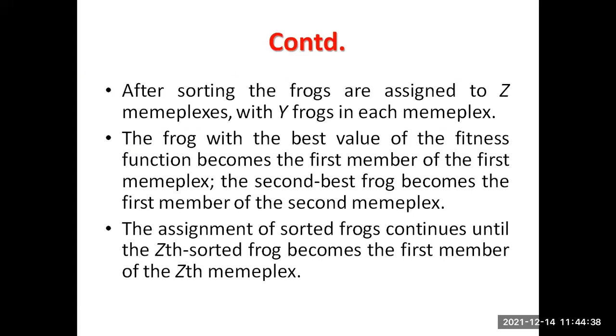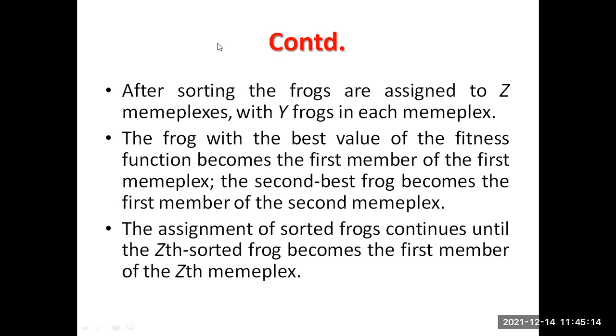The frog with the best value of the fitness function becomes the first member of the first memplex. The best one will get the highest choice everywhere; the best one is always taken as the best, and that particular best has the option which is open everywhere. Then the second best frog becomes the first member of the second memplex. So the highest one will be given the first choice, then the second highest the next choice, then the third highest the next choice. Like that it will be assigned.